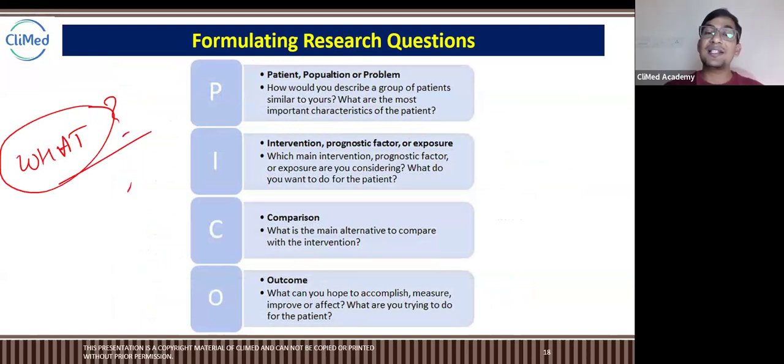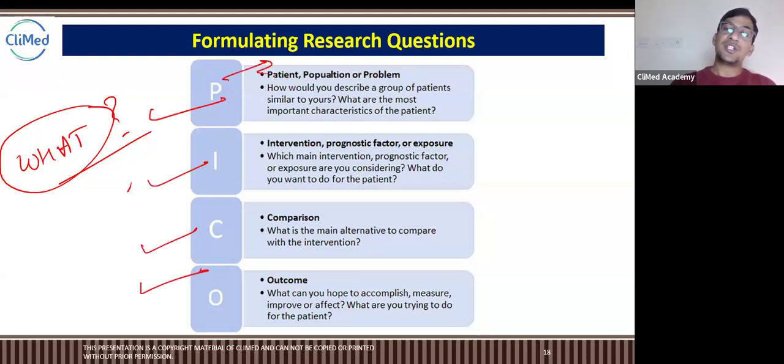Formulating the research question should follow some specific guidelines. If you are working on a clinical side, PICO is for the clinical purpose only. PICO is for clinical pharmacy students, nursing students, and biotech students. Your research question should include P, I, C, and O. P stands for patient, population, and problem. I stands for intervention. C stands for comparison. O stands for outcome. There is one more thing called S. S stands for study design.